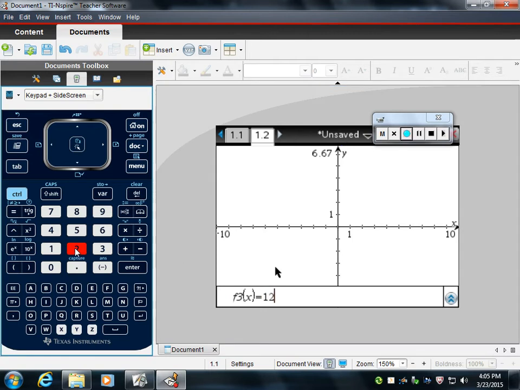So 1,200 times 0.79. I'm going to change that t to an x. Whoops, going to raise it to a power, so caret x. Hit enter. All right, tab. And we want to know when it's worth $300. All right, we're going to have a lot of zooming to do.